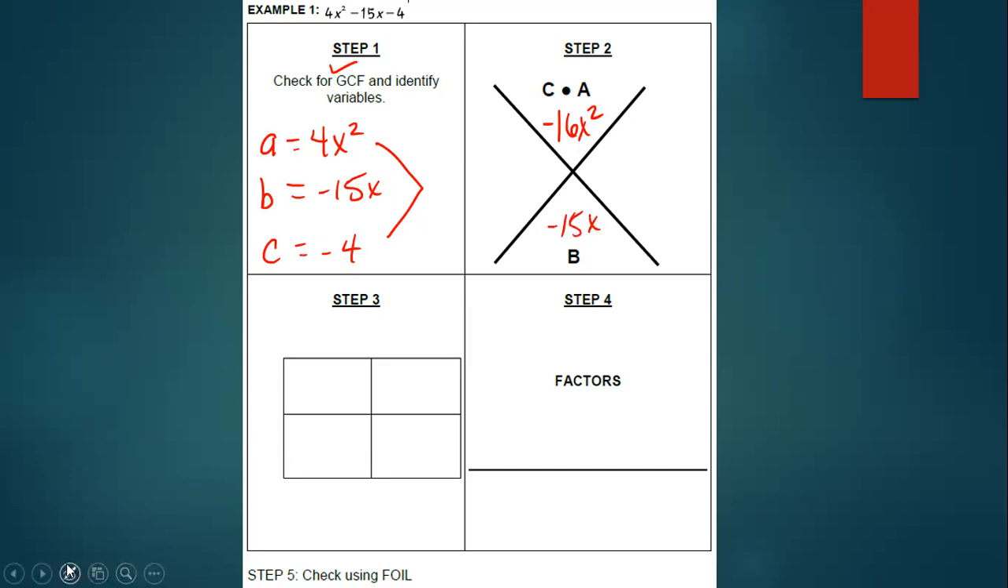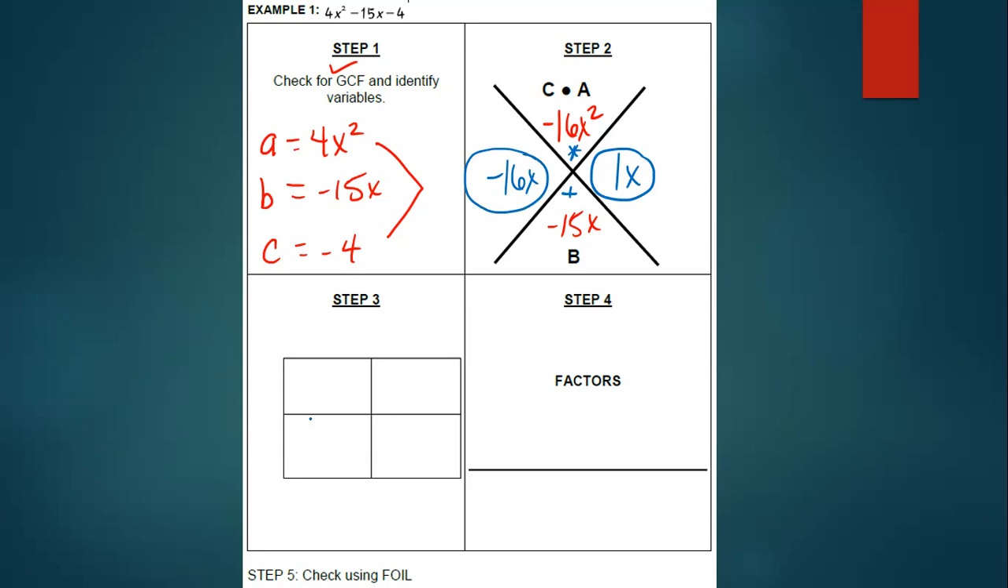So what you're asking yourself is what two numbers will multiply to give me negative 16x squared, but add to give me negative 15x. Negative 16x and 1x. Good job. That's because negative 16 times 1x is negative 16x squared, and negative 16x plus 1x is negative 15x. Do we see how those work?